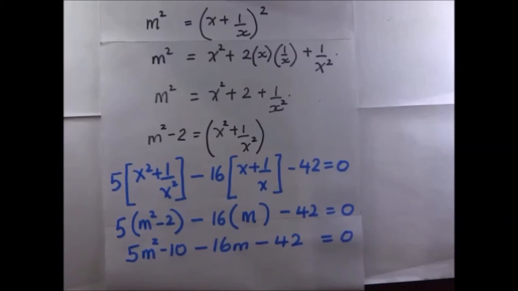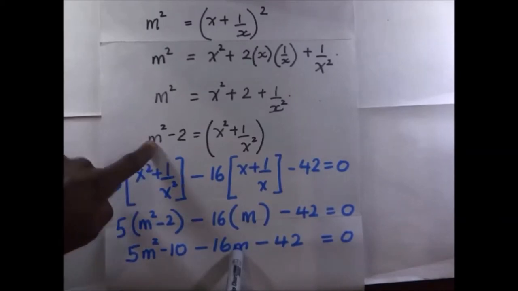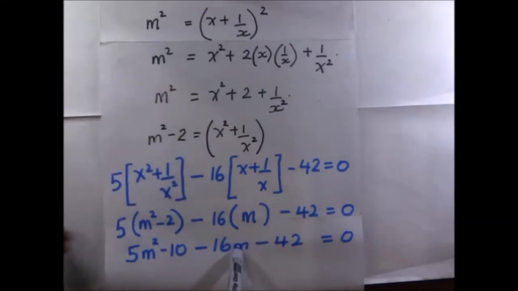Now we have simplified our expression. It has become a quadratic equation. So now all we have to do is find the value of m. After finding the value of m, we substitute it here and we get the respective values of x. And that is how we will have solved this equation with symmetrical coefficients.